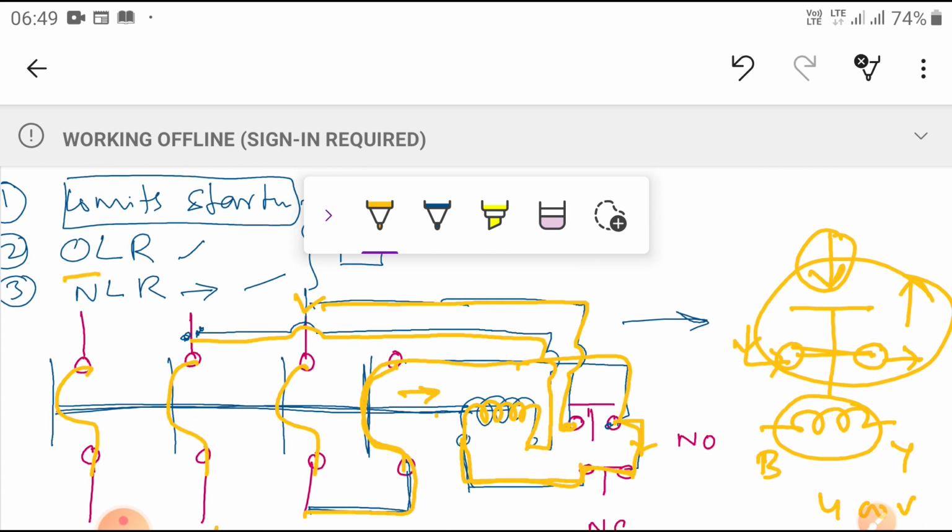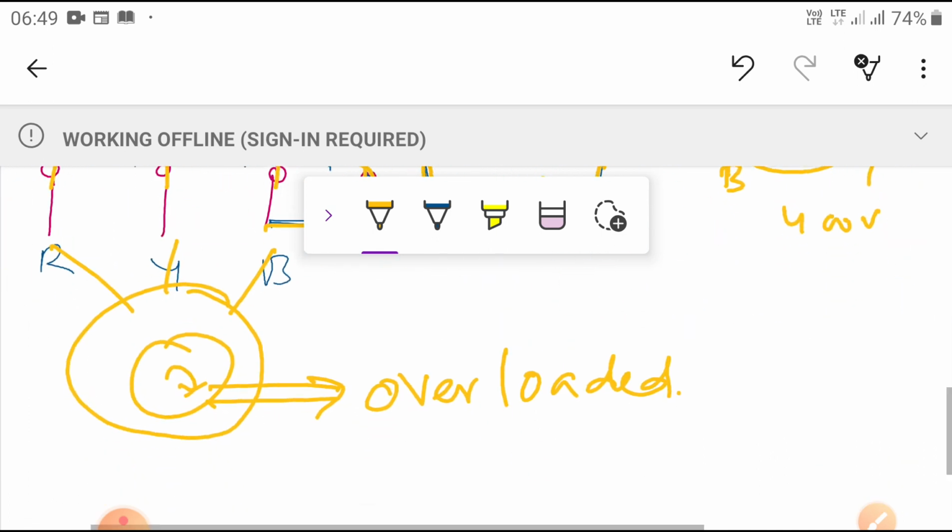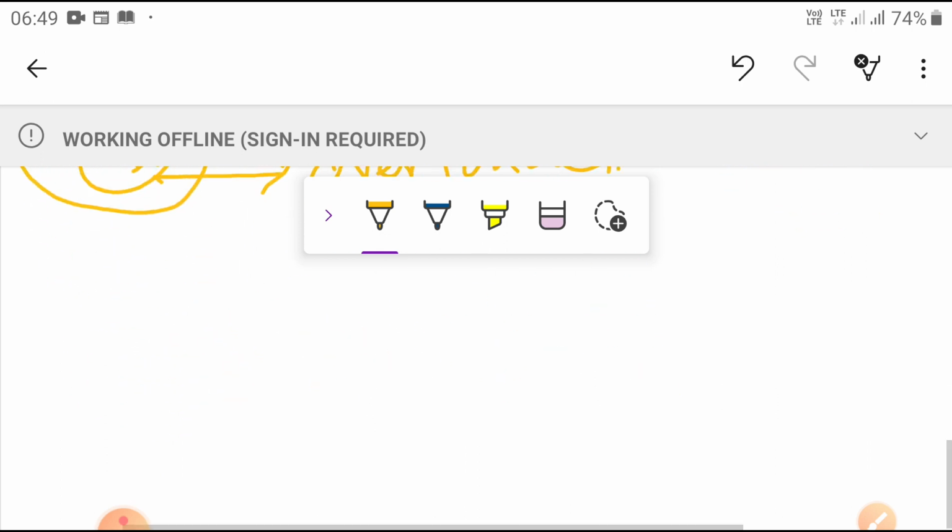Here I can provide the bimetallic strip arrangement. So what is the bimetallic arrangement? The bimetallic strip, through which the current is flowing, as you can see here, is connected in such a way. Bimetal means two metals, alloy materials, are provided.